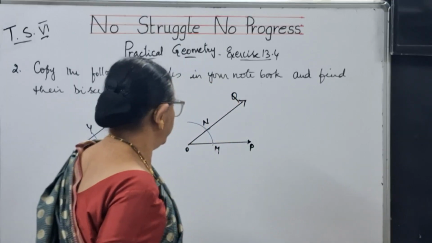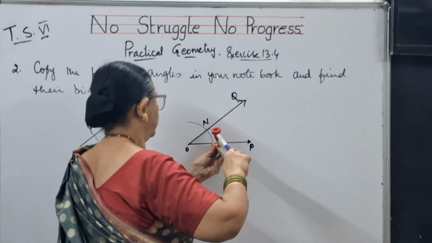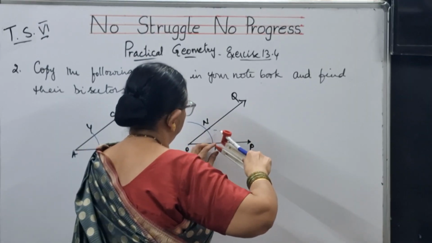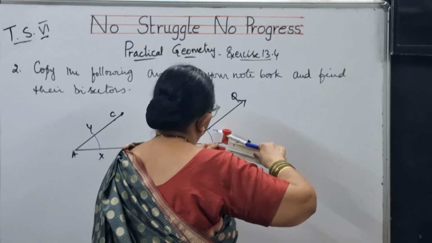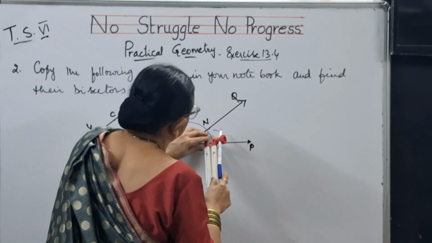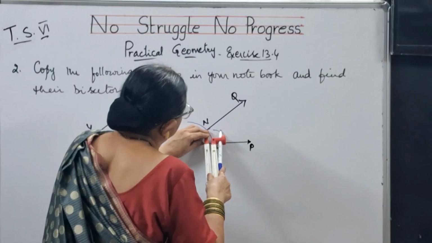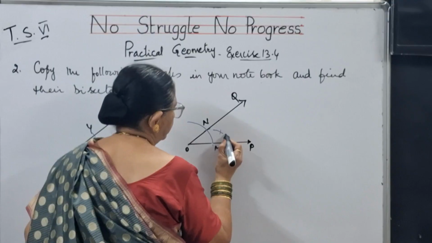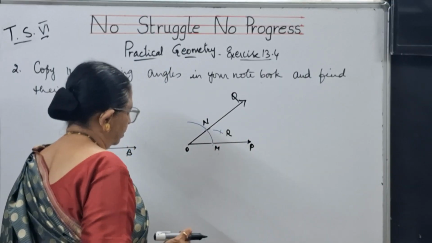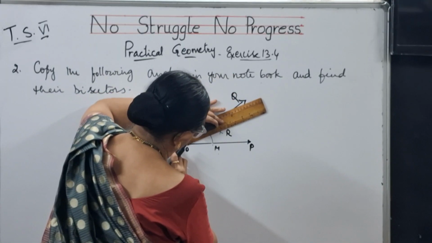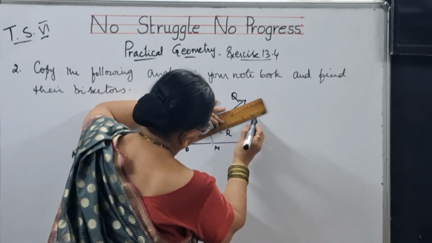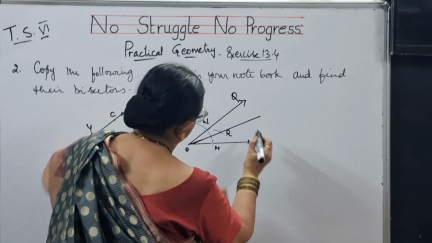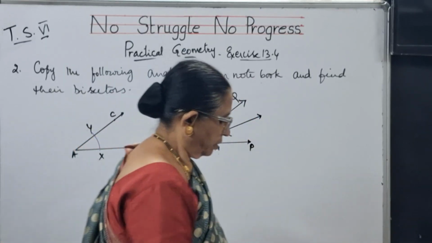Now you need to bisect it. M as a center, more than half of MN as a radius, one arc, and N as a center, another arc upon it. Let me call this point as R, and I am joining O and R. So this is the bisector of this.